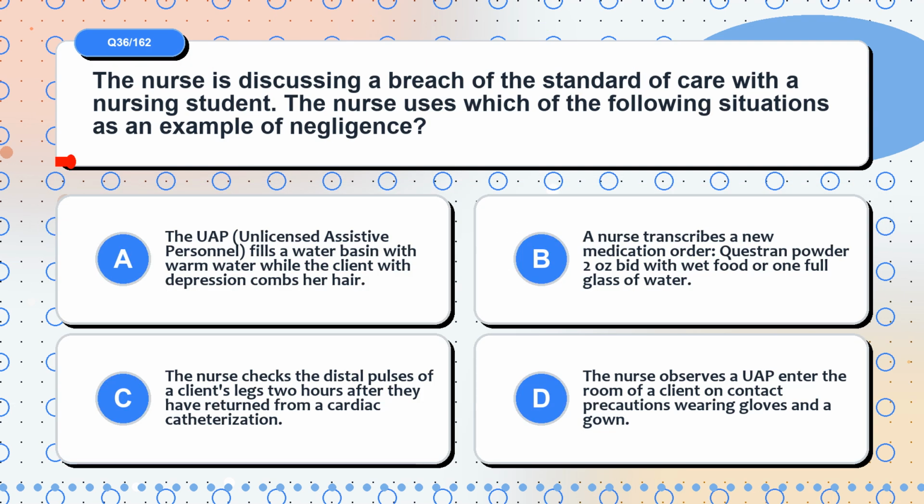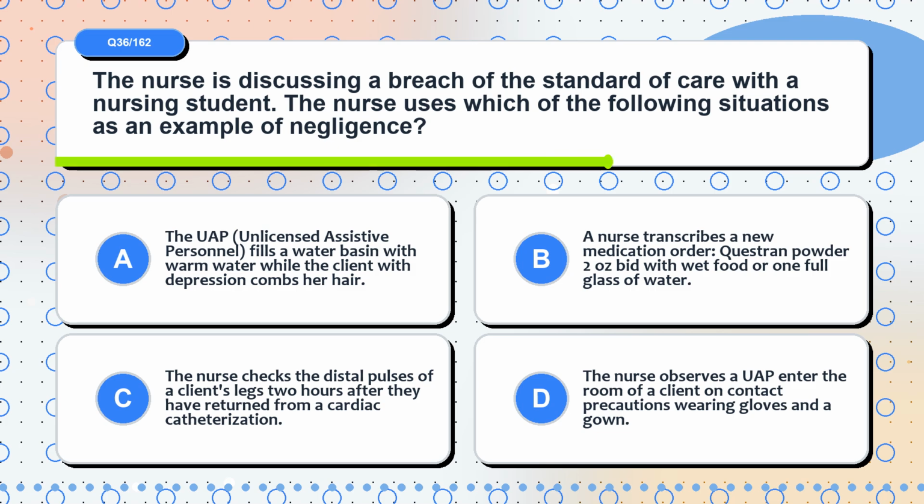Question 36. The nurse is discussing a breach of the standard of care with a nursing student. The nurse uses which of the following situations as an example of negligence? Here are the options. Option A. The UAP, unlicensed assistive personnel, fills a water basin with warm water while the client with depression combs her hair. Option B. A nurse transcribes a new medication order. Questran powder 2 oz BID with wet food or 1 full glass of water.